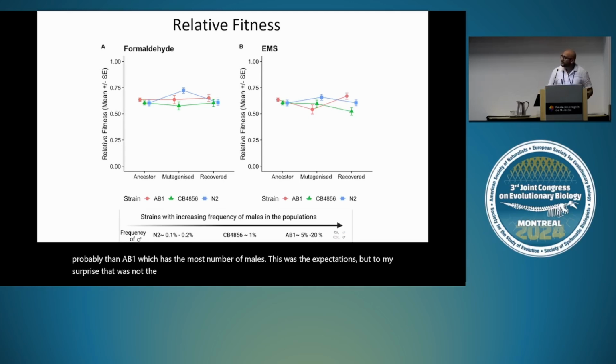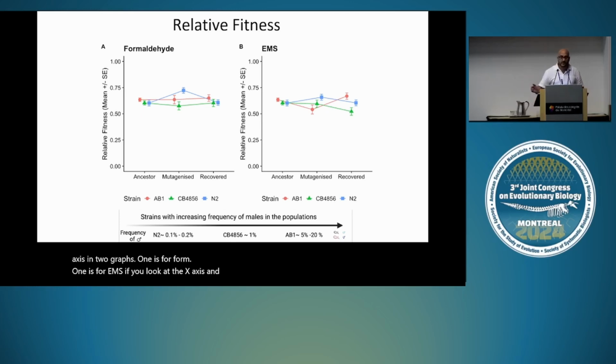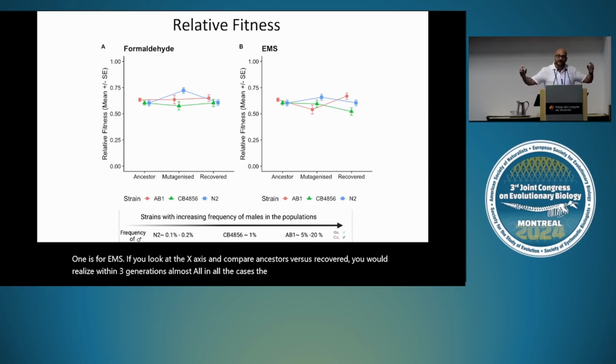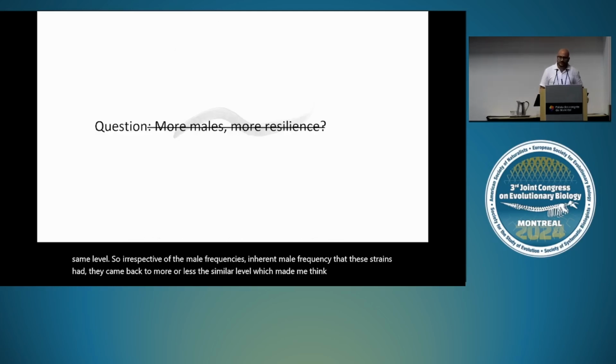What you see on screen right now is the relative fitness on the y-axis in 2 graphs. One is for formaldehyde and one is for EMS. If you look at the x-axis and compare ancestors versus recovered, you would realize that within 3 generations, in almost all the cases, the relative fitness came back to the same level. So irrespective of the inherent male frequencies that these strains had, they came back to more or less a similar level, which made me think probably more males might not mean more resilience in this case.